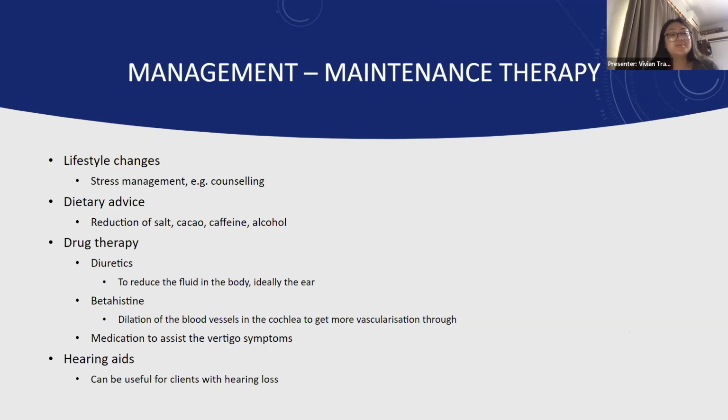There are also some drug therapies that we can consider. For example, diuretics to help reduce the fluid in our body, especially in the ears due to the endolymph. Betahistine also dilates the blood vessels in the cochlea to get more vascularization through. There are also some medications to assist with the vertigo symptoms. And for clients who have established hearing loss, it's also recommended to get a hearing aid to help clients with their hearing.